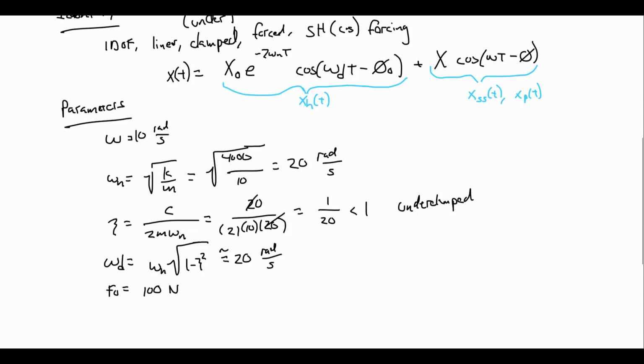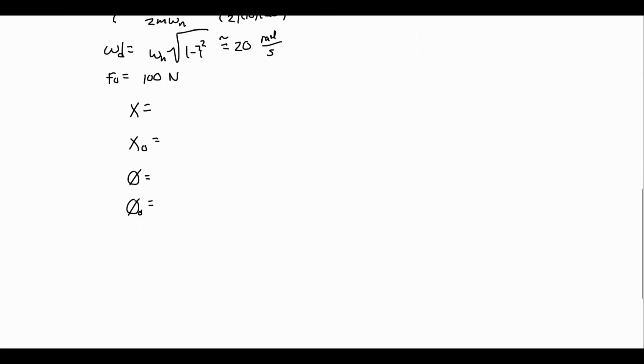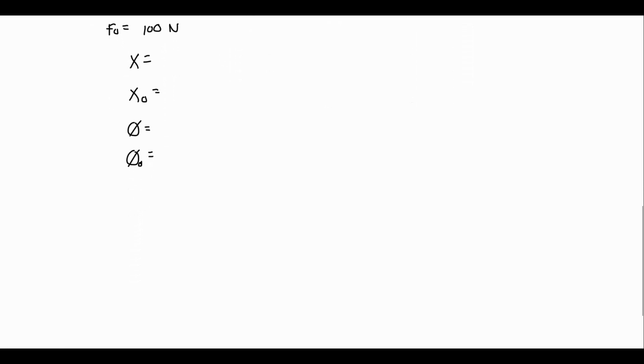We'll have these for the two amplitudes, the x naught and x, which we'll calculate in a moment, and then the phi and the phi naught as well. And the x naught and the phi naught are going to depend on our initial conditions. So I want to copy those down here so we have everything in place to figure out the rest of these coefficients.